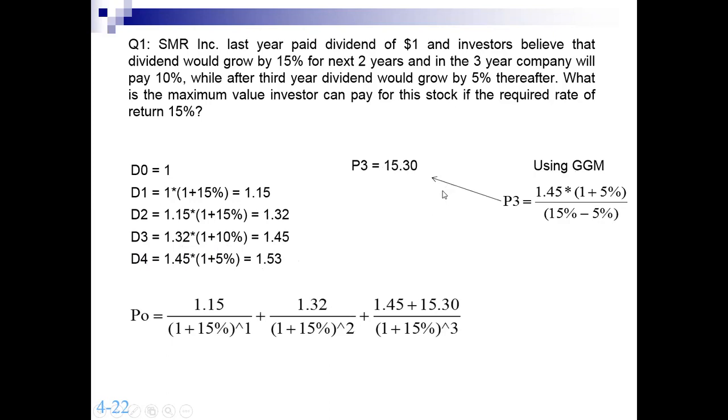If you are interested to find P0, you will discount all the cash inflows that the company is paying you, taking from D1 to D3. So we are taking 1.15, 1.32, and this is the dividend that you will receive in year 3, as well as the price that you calculated over here. Once you discount it, you will get a current fair value of 13.0.